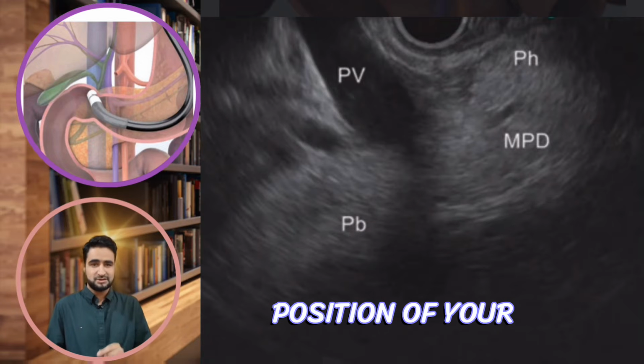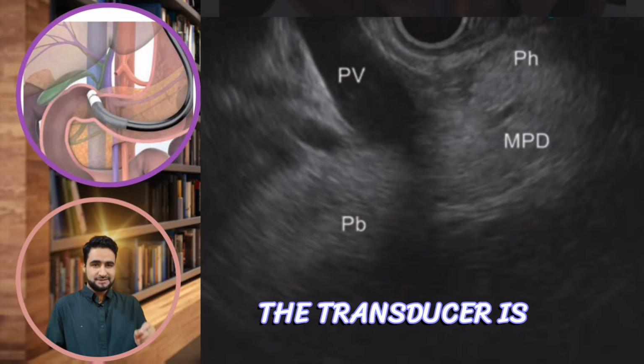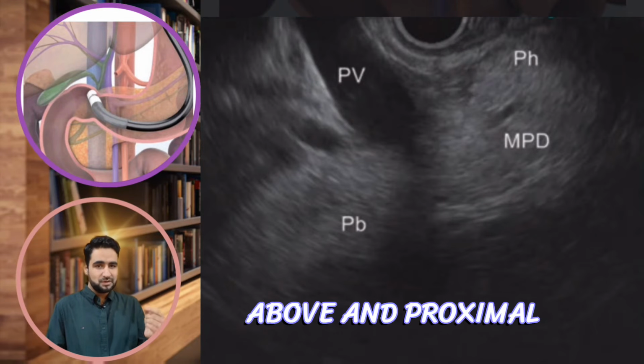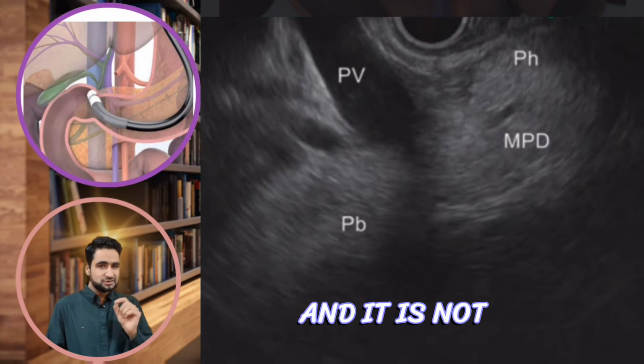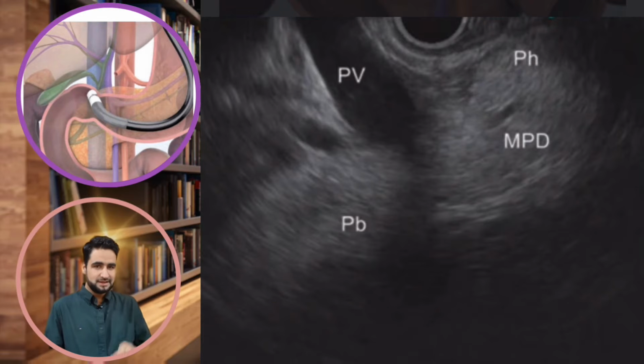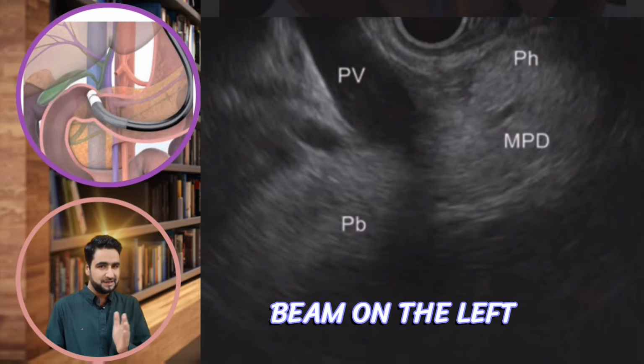Again, knowing the position of your transducer is important. The transducer is upside down, that is distal end above and proximal end below, and it is not totally vertical but slanting, as you can see it in the image here. Tip beam is slightly on the right and shaft beam on the left.